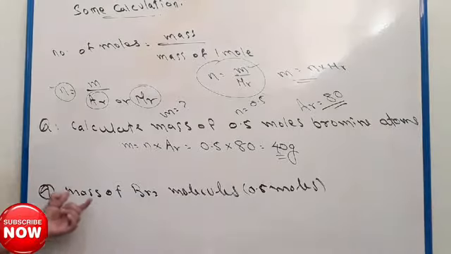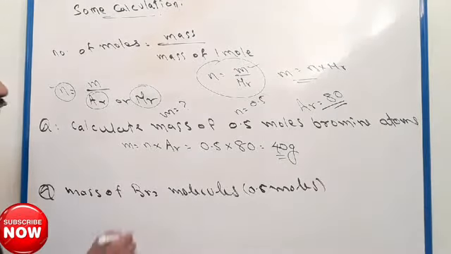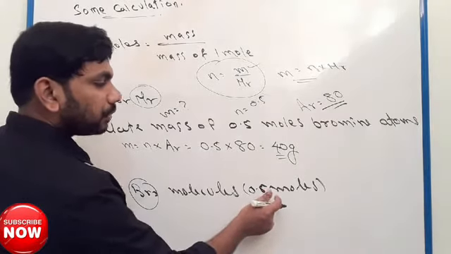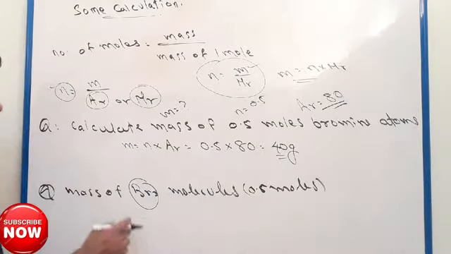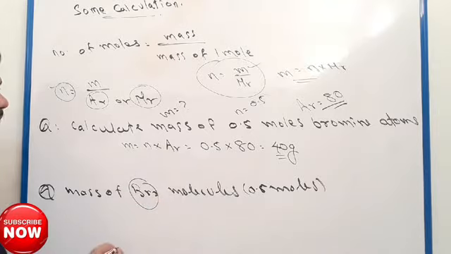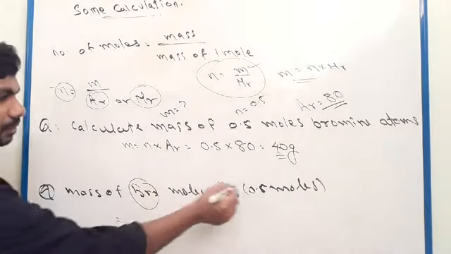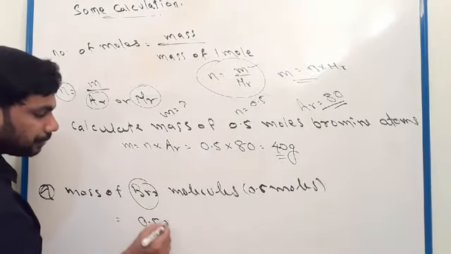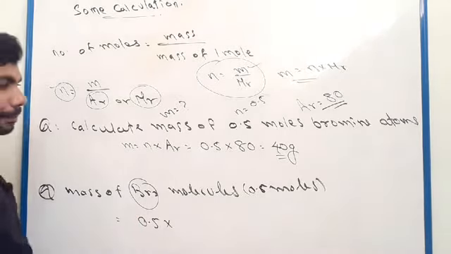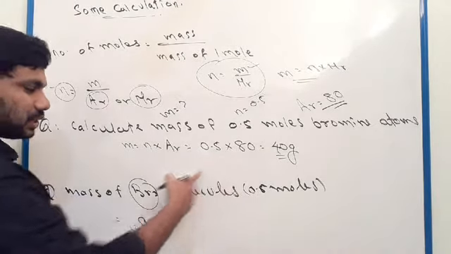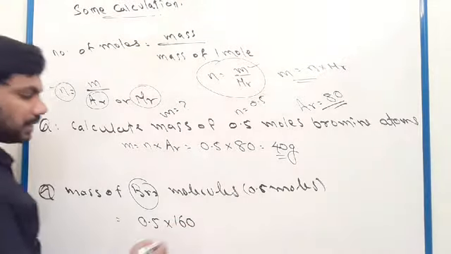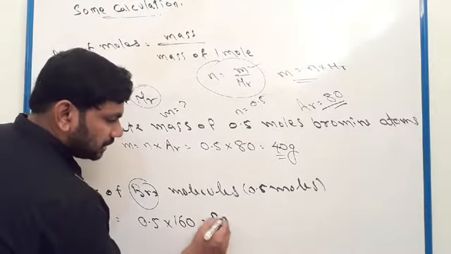Next question here: calculate the mass of Br2. Br2 means bromine molecule, and here it is given 0.5 moles. So here also you have to find mass. Mass is equal to number of moles times relative atomic mass. Number of moles is already given, 0.5, times Br2. One bromine is 80, so Br2 means 2 bromine, so it will be 160.